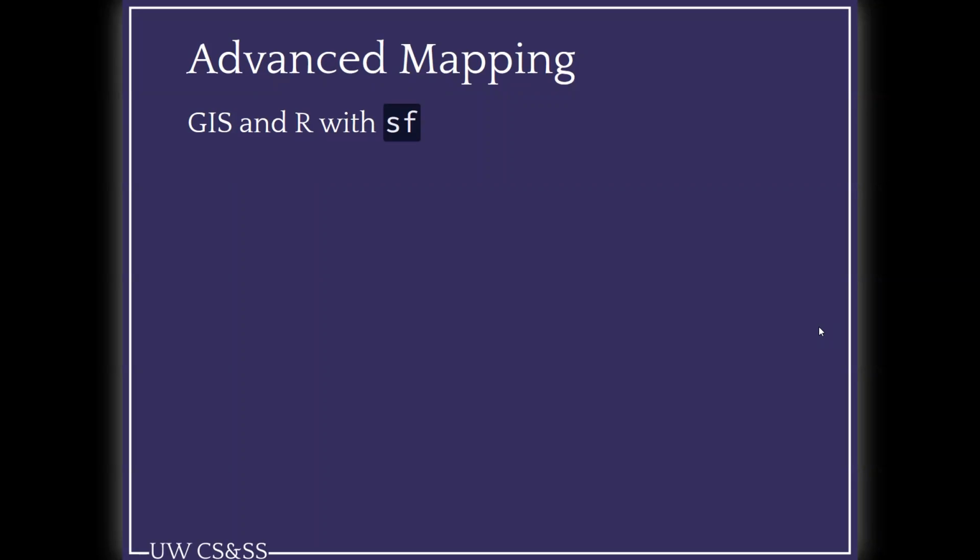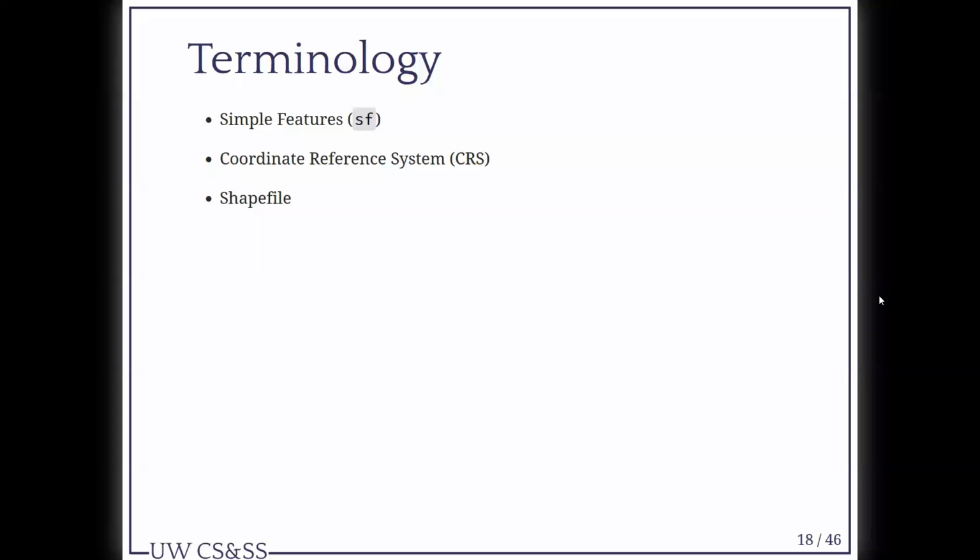Okay, so let's get started with advanced mapping. GIS and R things using the SF package. Some terminology I'm going to be saying kind of a lot in the next half hour are simple features, coordinate reference system, and shapefile. All of these things are going to be integral to us doing quote unquote advanced mapping.